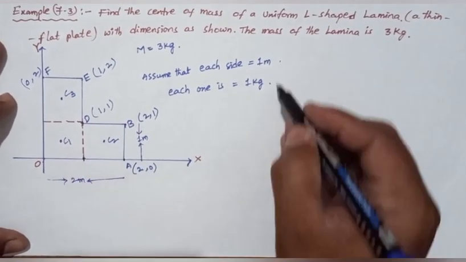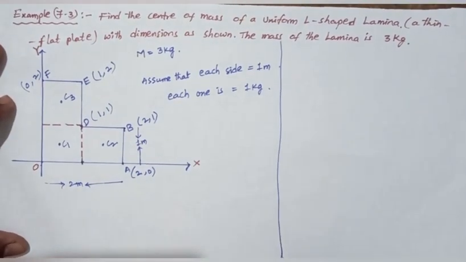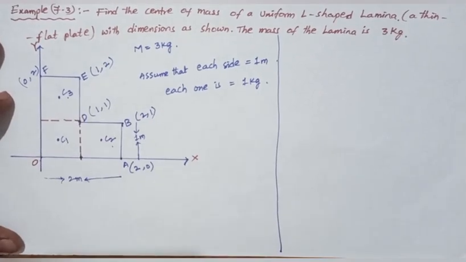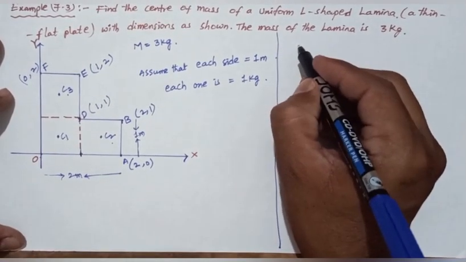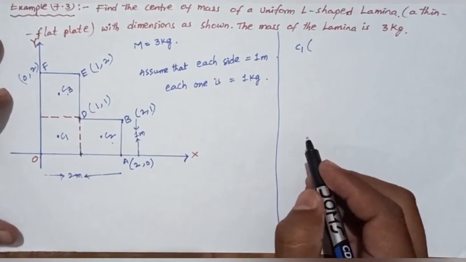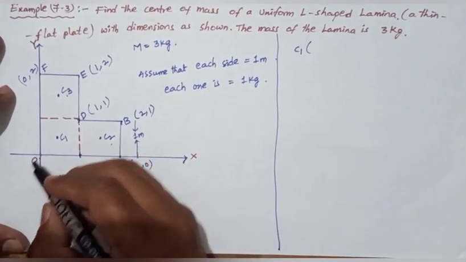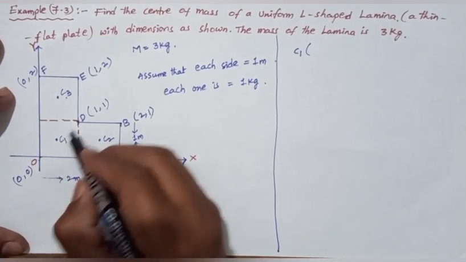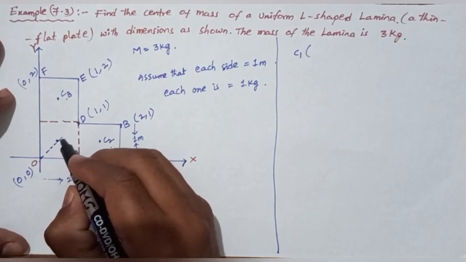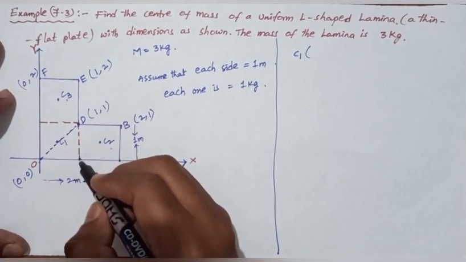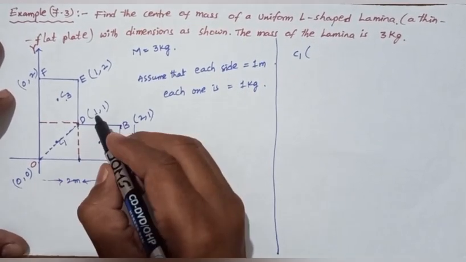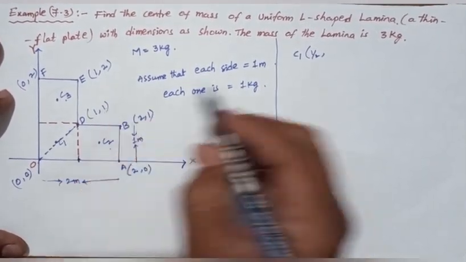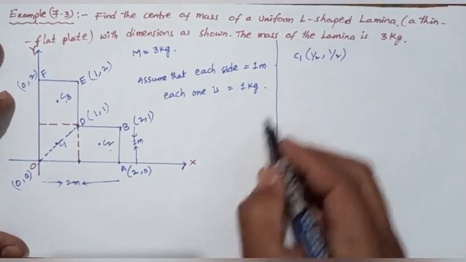So next we can take C1, C2, and C3 points. What about C1 point? C1 is nothing but the center, so it is taken as the center of the diagonal: 0 plus 1 by 2, so 1 by 2, comma 0 plus 1 by 2, so it is also 1 by 2. That is the C1 point.